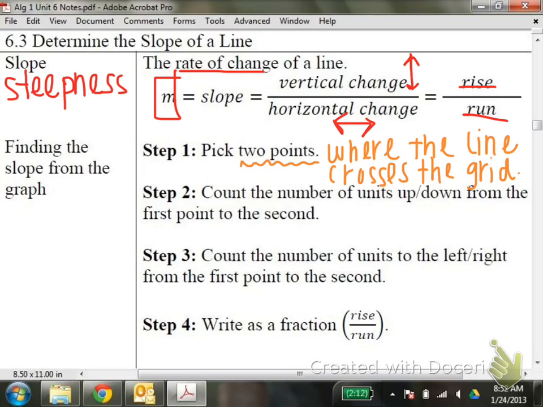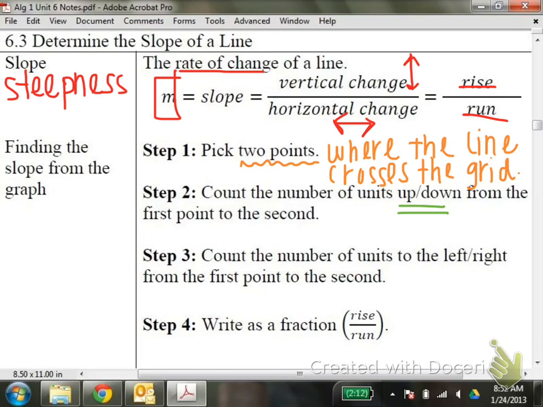So if the points aren't given to you, as in it doesn't tell you the actual numbers, you can find them by finding where the line crosses on the grid. After you pick your 2 points, you are going to count the number of units up or down from the first point to the second. If I am counting up, will my number be positive or negative? Positive. If I'm counting down, what would it be? Negative. So first you count the rise, up and down.